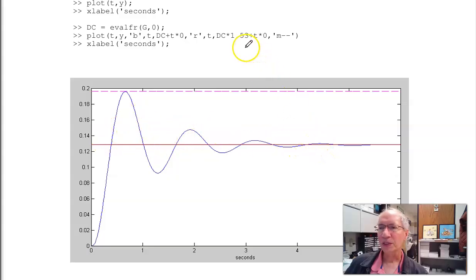I also drew onto it the DC gain in red. That's your steady state gain. The overshoot is 53% more than DC. So there's my overshoot right here. And that pretty much matches up. It won't be exact. Second order approximations are exact for second order systems. This is really a third order system. So it'll be close, but a little bit off.